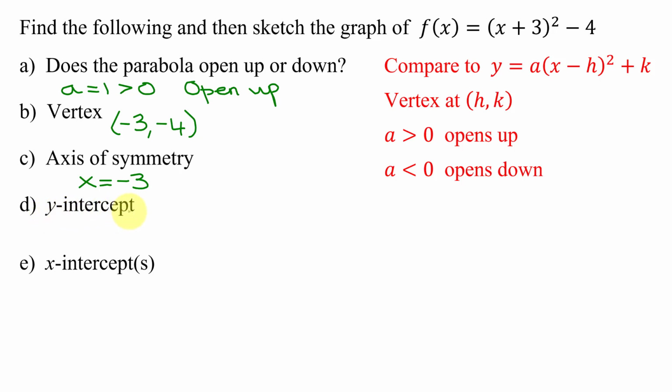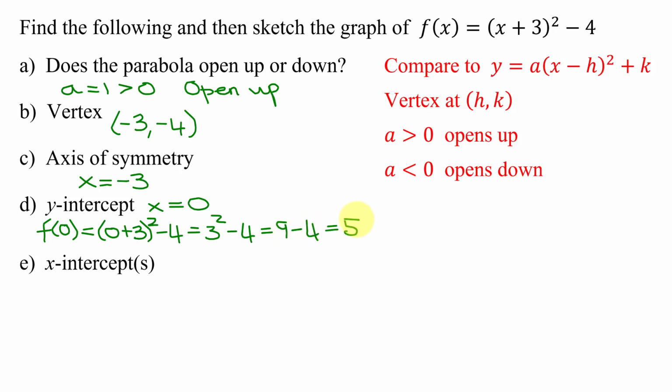Next, I need to find the y-intercept. You do that by setting x equal to 0 in the equation of the function. So f of 0 is going to equal 0 plus 3, all squared minus 4. 0 plus 3 is just 3, so that's 3 squared minus 4. 3 squared is 9, so 9 minus 4 equals 5. So the coordinates of the y-intercept are (0, 5).